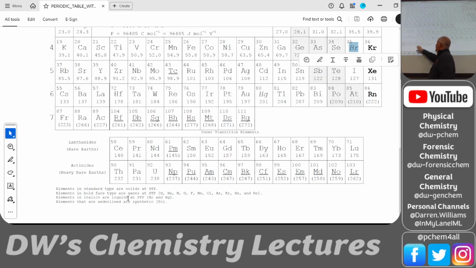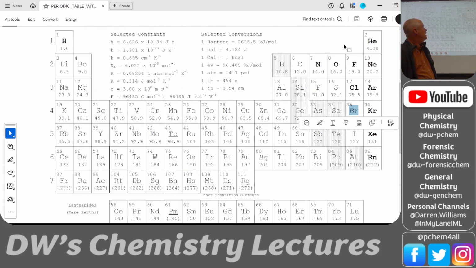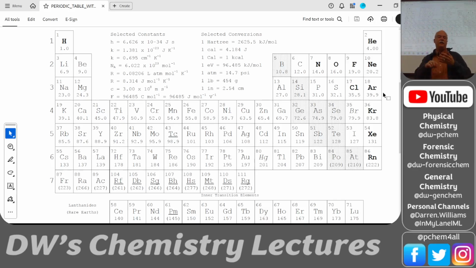The elements that are bold-faced are gases. So you go up here, the bold-faced ones: helium, nitrogen, oxygen, fluorine, all of the bold ones are gases at STP, standard temperature and pressure. That's the basis for the enthalpy of formation, and we'll talk about that today. It's forming any compound from its elements in their standard states at 1 atmosphere, and actually it's room temperature, 298 Kelvin. Then that would be the enthalpy of formation.